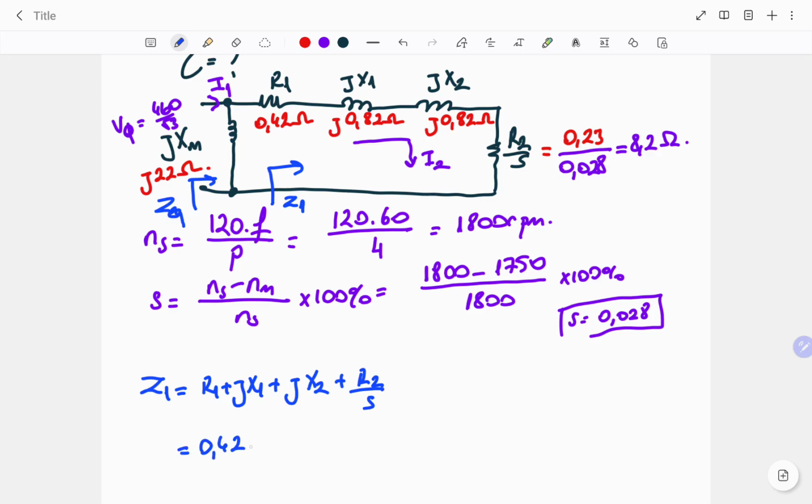According to given values, 0.42, and for the reactance 0.82, 8.2 ohms will be the R2 over S, and for the second reactance we have 0.82 again. So from here we can calculate its value as 8.77 with 10.77 degrees.